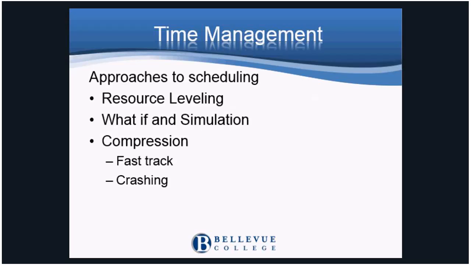Compression is a scheduling technique that can reduce the overall schedule. One of the methods is fast tracking, to identify discretionary dependencies and schedule more tasks in parallel. Fast tracking assumes more project resources, and crashing is using extra staff to get the job done.